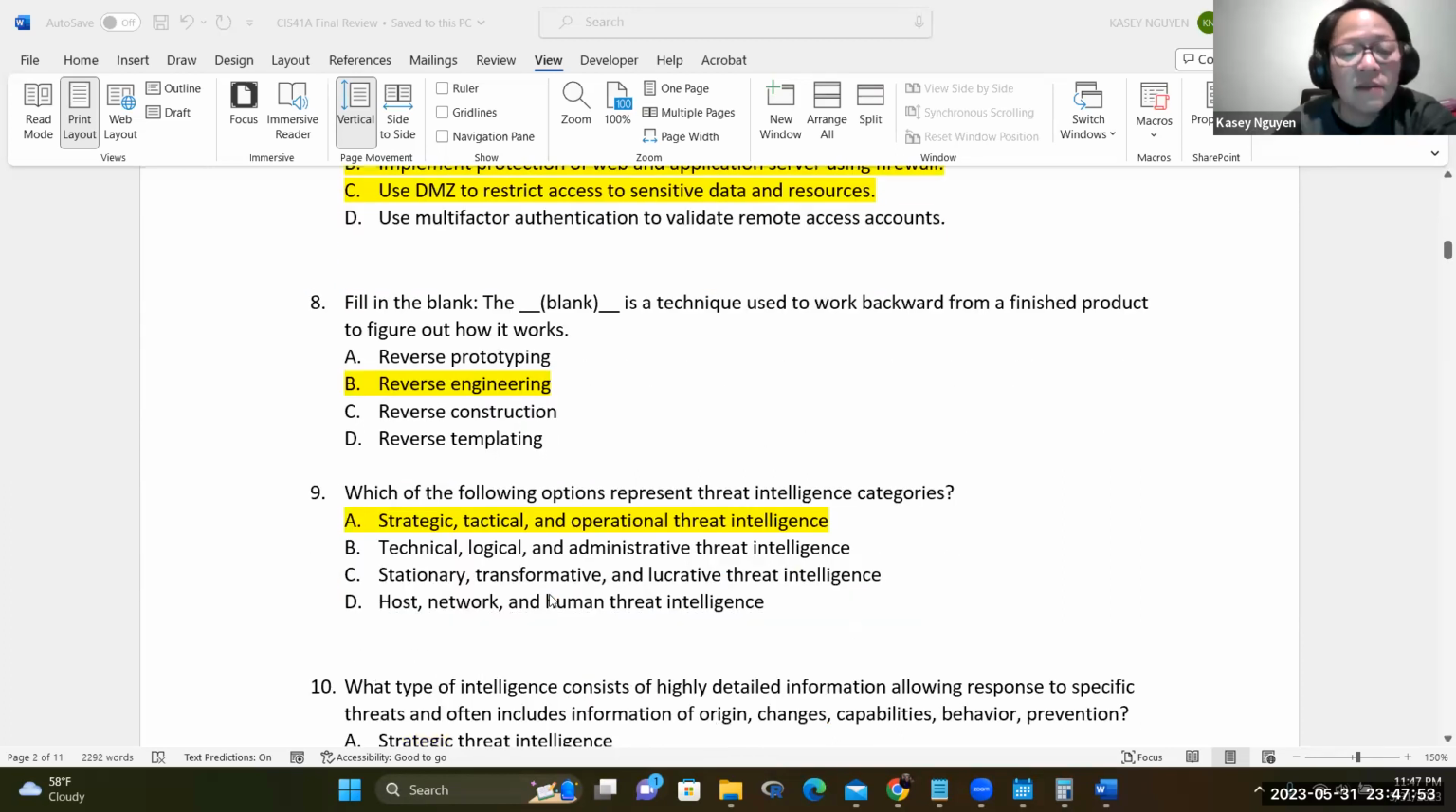Question 9, which of the following options represent threat intelligence categories? And we need to select A. That will be strategic, tactical, and operational threat intelligence. These are the 3 categories that we want to be able to select for this particular question. All the others are incorrect.